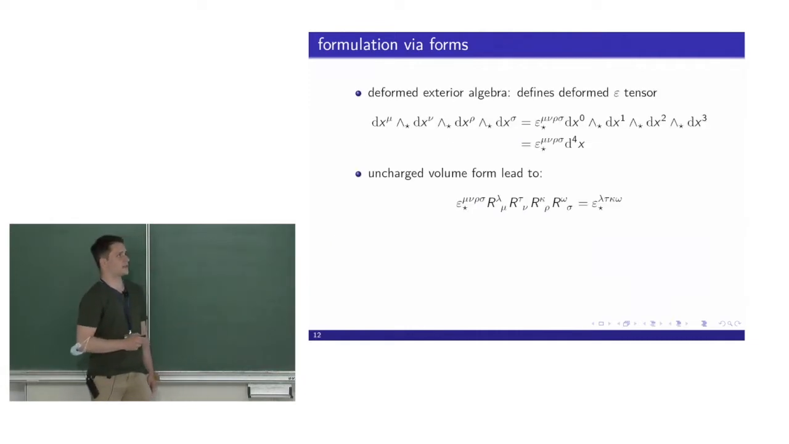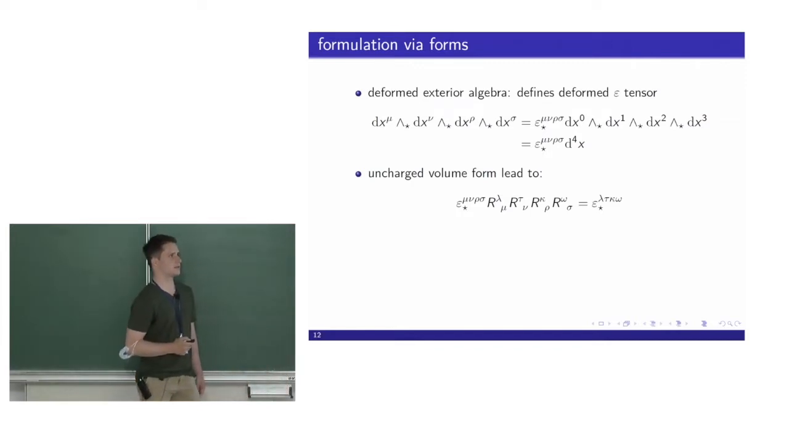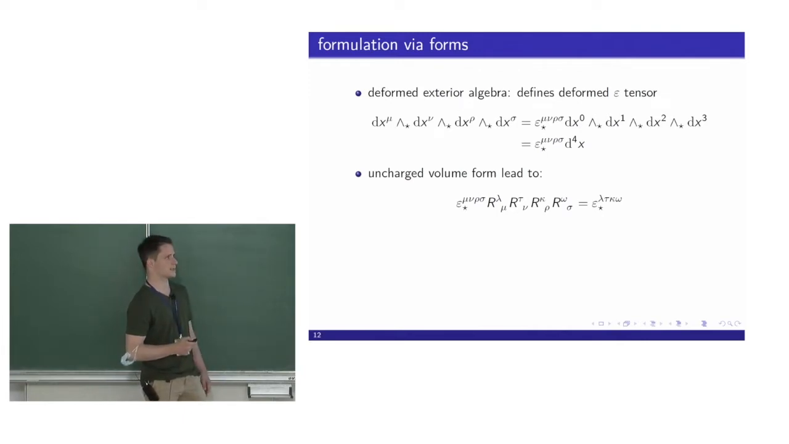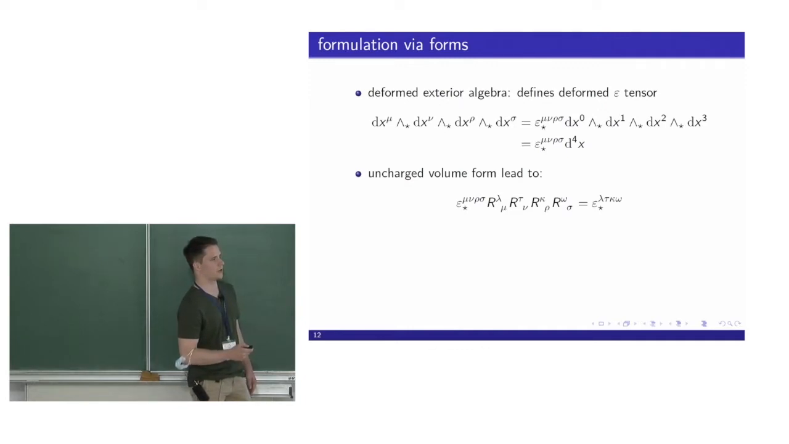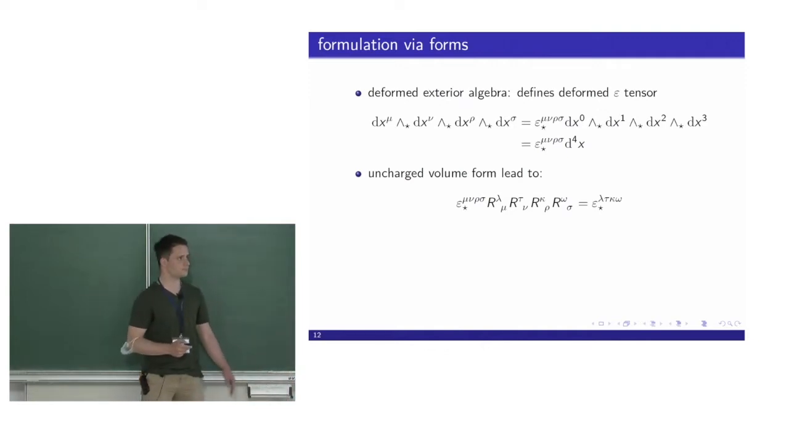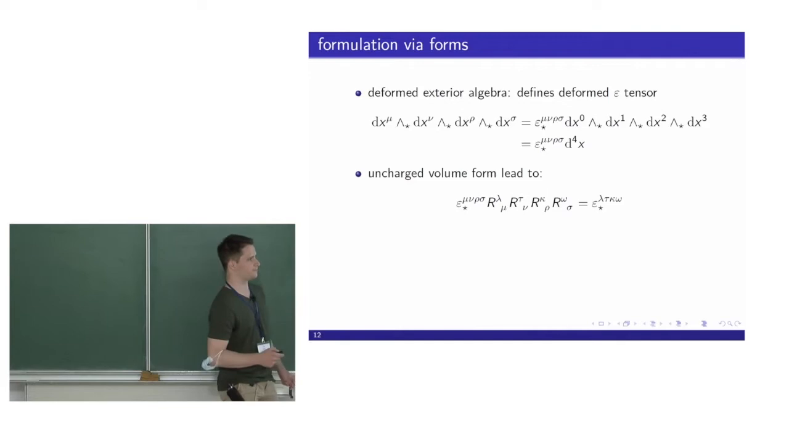Okay, so we have this deformed exterior algebra, and with this we can also define something like a deformed epsilon tensor. And this, like in the undeformed case, just collects the coefficients of the star wedge product between 4 basis 1 forms with respect to this canonical volume form here. And this canonical volume form is chosen in such a way that it uniquely reduces to the undeformed volume form. So then we have these coefficients with respect to this volume form collected in this epsilon tensor.